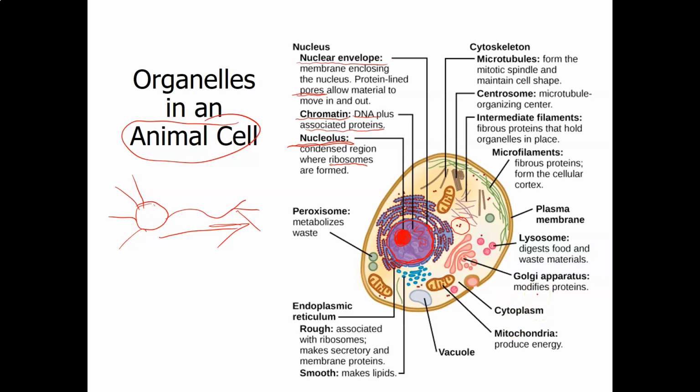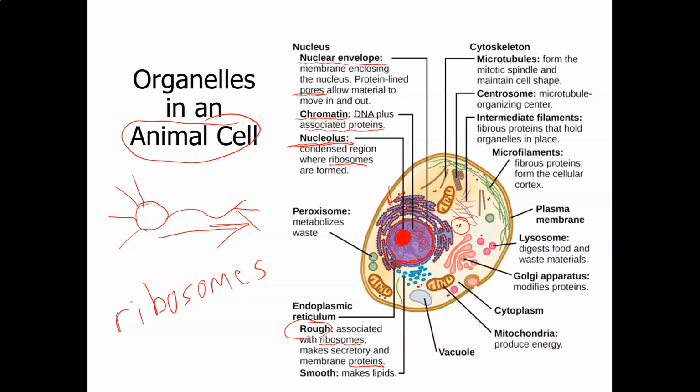Okay, so a ribosome is just these little red dots. You can see them floating around free, and you can see them attached to the rough endoplasmic reticulum. It says here rough endoplasmic reticulum is associated with ribosomes, and that it makes secretory and membrane proteins. So ribosomes make proteins. They're not organelles because even prokaryotic cells have them, and they're not surrounded by a membrane.